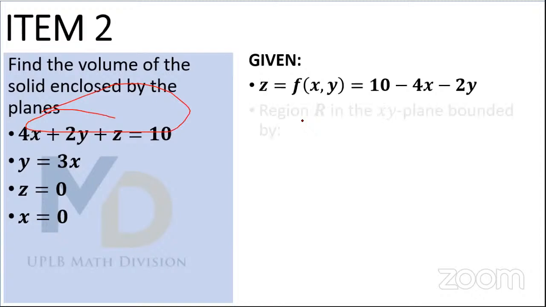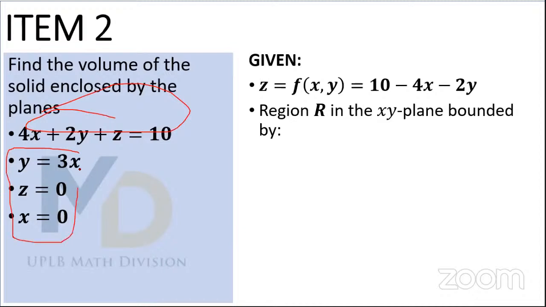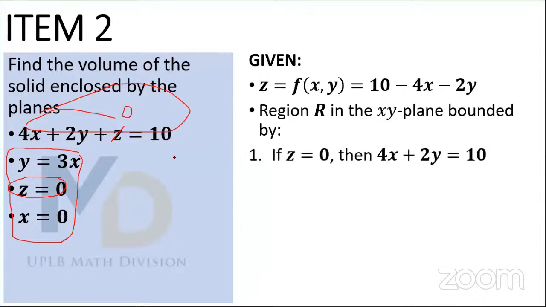Now, for the region R in the xy plane, take note that we have three conditions here, tama? So let's use them. The region R is bounded by, first, z equal to 0. If z equals 0, what happens to z here? It becomes 0, and hence we can have a line 4x plus 2y equals 10. So let's look at the case at which z equals 0, and this is the line we get on the xy plane.